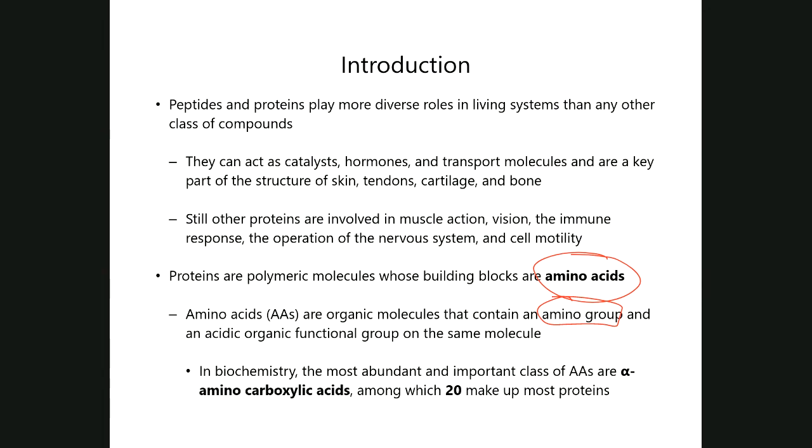So there's an acidic organic functional group. Pretty much in nearly every case, it's a carboxylic acid. There are some examples that may contain something other than a carboxylic acid, but those are the very, very few exceptions. And they coexist in the same molecule. So in biochemistry, in the context of what we're going to be discussing, the most abundant class of amino acids are what we call alpha amino carboxylic acids. We're going to see structures in a moment. And there's about 20 of them that make up pretty much everything that is known to man.